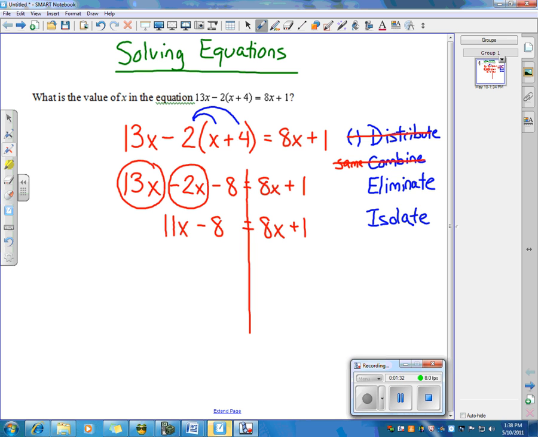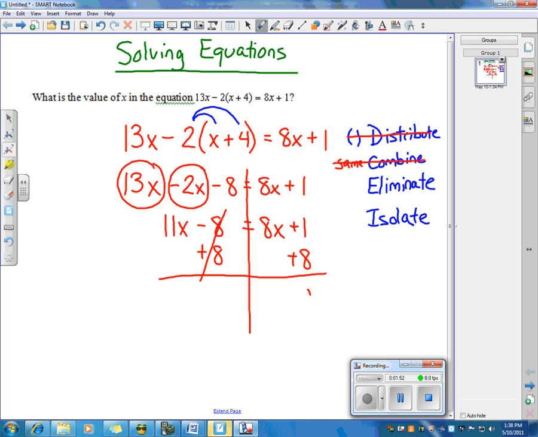Now we have to go and eliminate. Now we have two x terms, we have two numbers. Doesn't really matter which one you try to do first. I always like starting with numbers first. It's the kind of way I did it. I'm going to add 8 on both sides because I want to make my number that I have left a positive number. So if I add 8 to both sides, my 8's cancel.